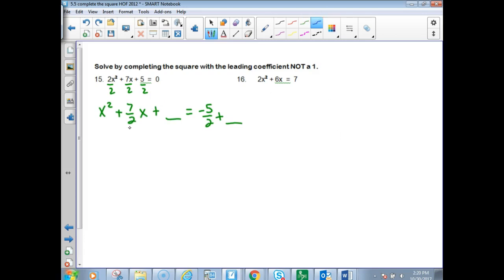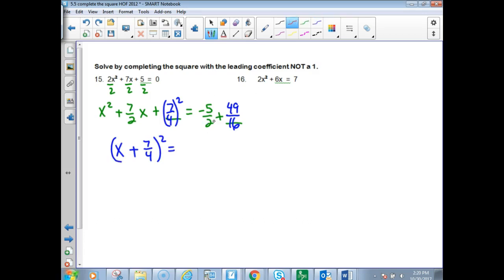What would half of 7 halves be? 7/4. You're right. Half of a half is a fourth. Half of 7 halves is 7/4, and so we're adding 7/4 squared to both sides, which is 49/16. The left side factors to (x plus 7/4) quantity squared.